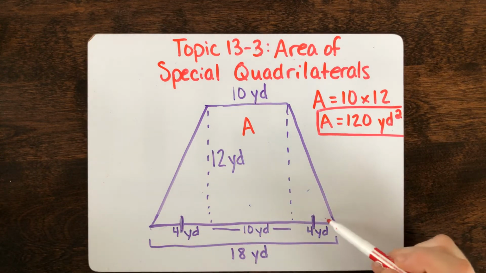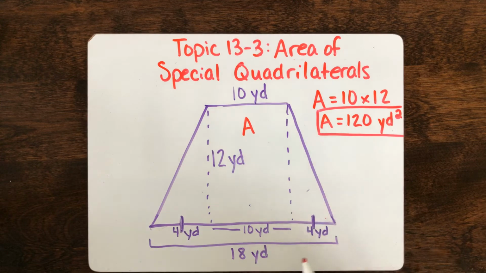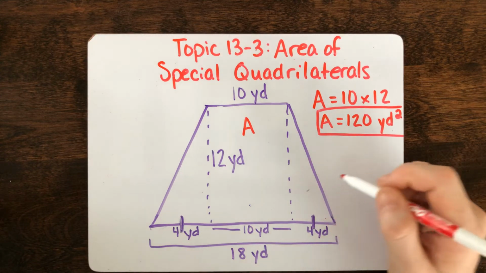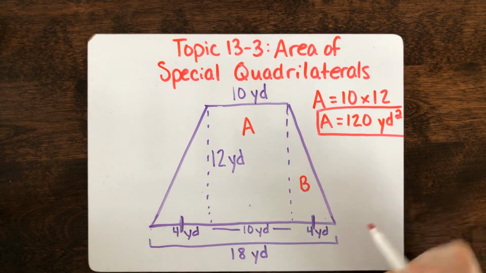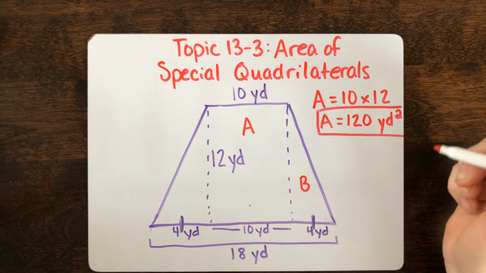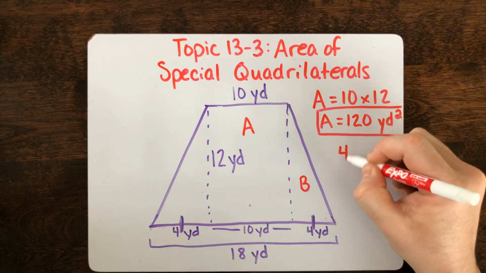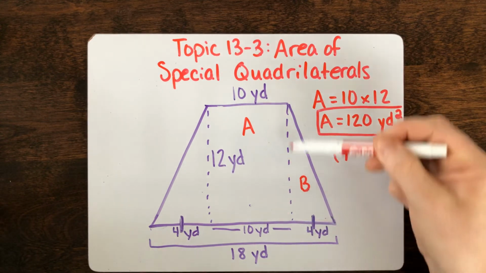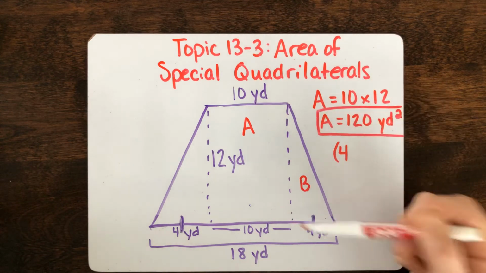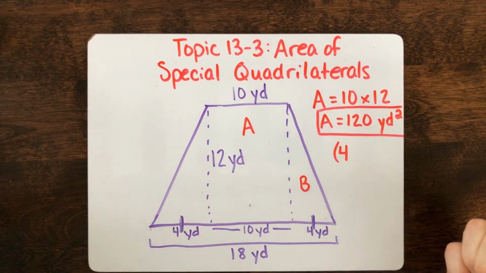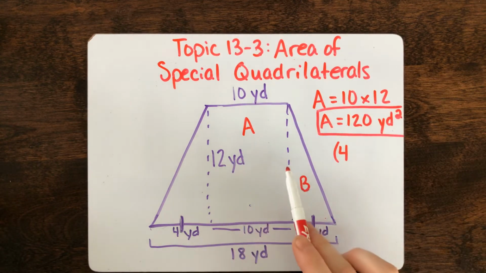Now let's look at one of these triangles, okay? The base of this triangle is what? Okay, the base, and we'll call this B. The base of this triangle is 4, okay? So 4. What is the height of this triangle? The height of this triangle, if 12 is over here, it's 12 over here.